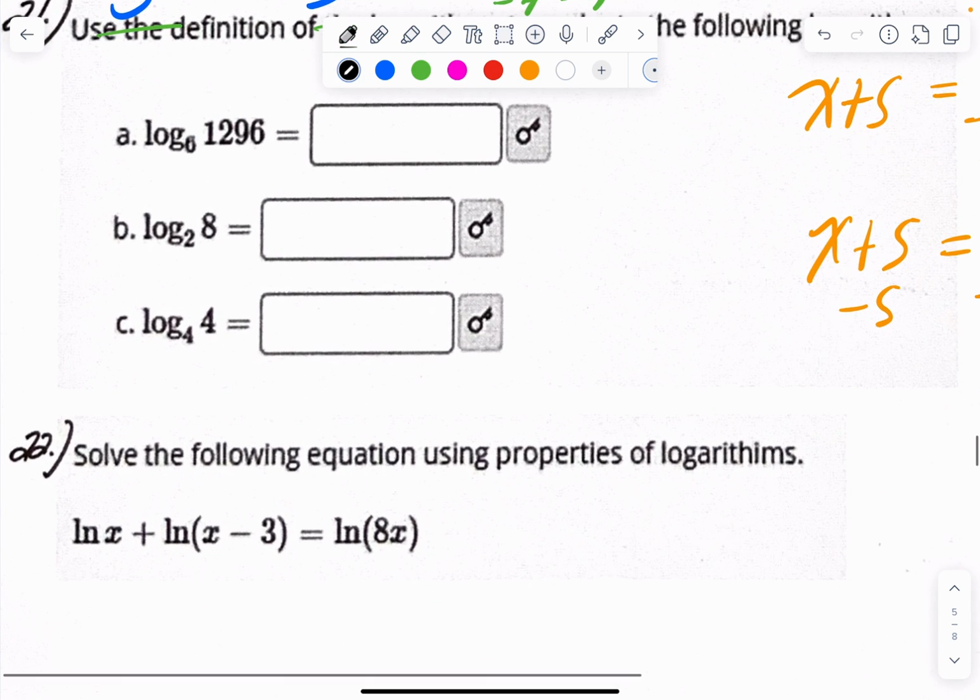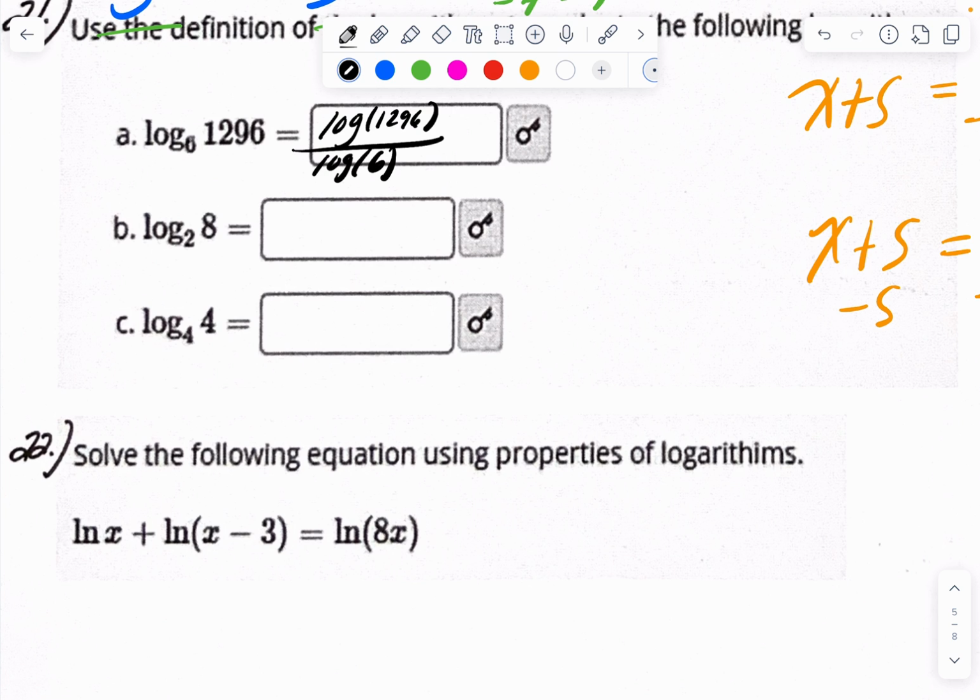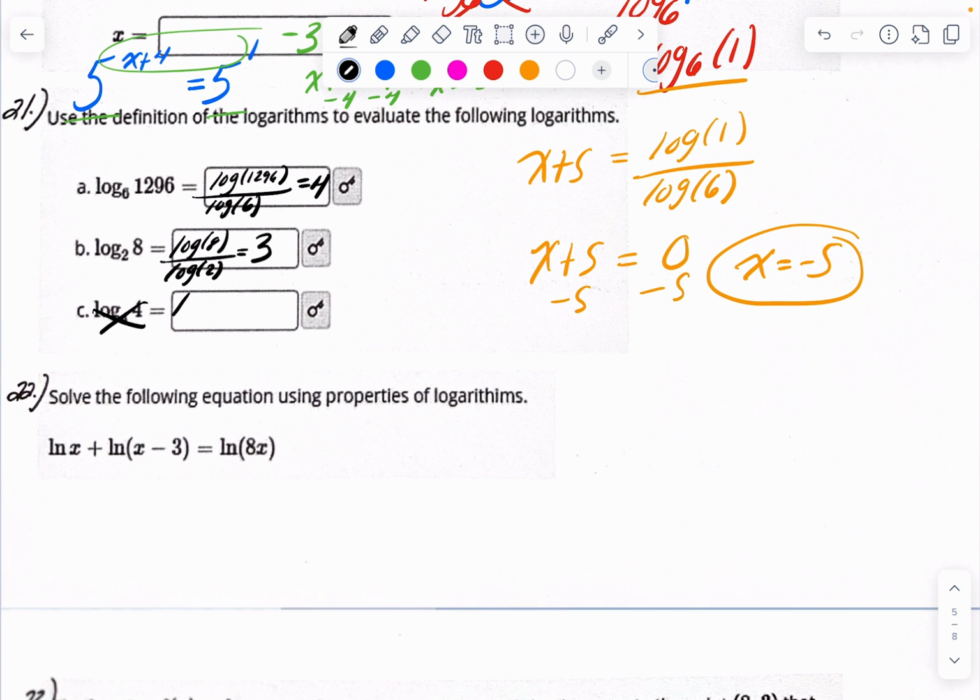All right, we would use the change of base formula. So we would type log of 1296 divided by log of 6 into our calculator, which calculates to be 4. We would calculate log of 8 divided by log of 2 in our calculator, which is 3. We already know this cancels out to be a 1, so there we go with that.